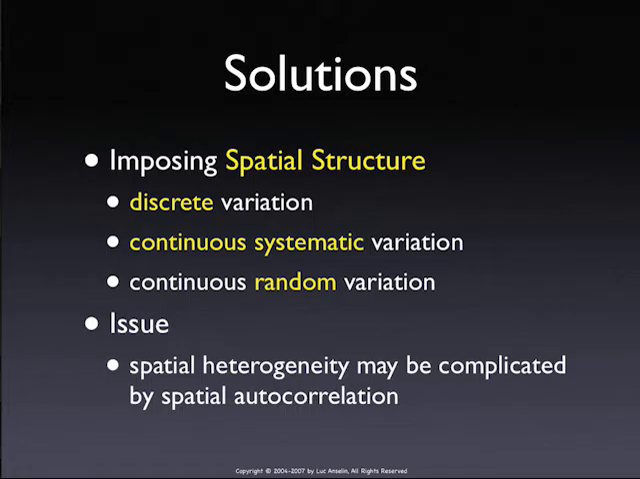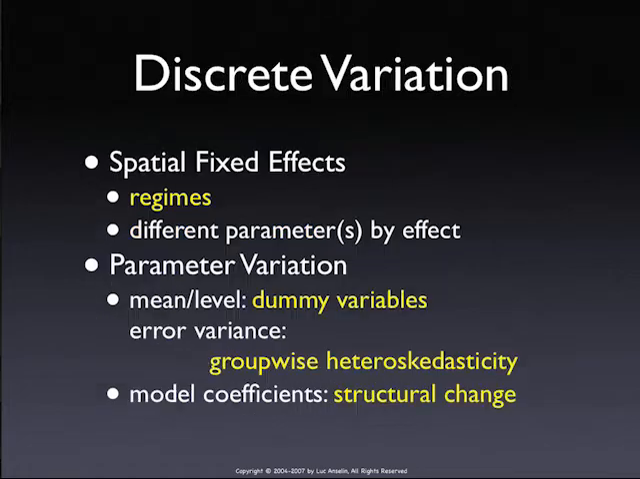But we can also have random variation, where we conceive of the parameter as itself having a distribution. And this then starts moving us in the direction of a Bayesian approach, where everything has a distribution. So everything is random. And the issue in practice, of course, is that, as we mentioned several times before, spatial heterogeneity and spatial autocorrelation often happen together.